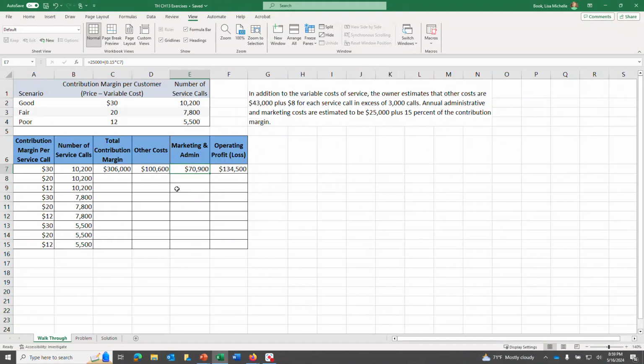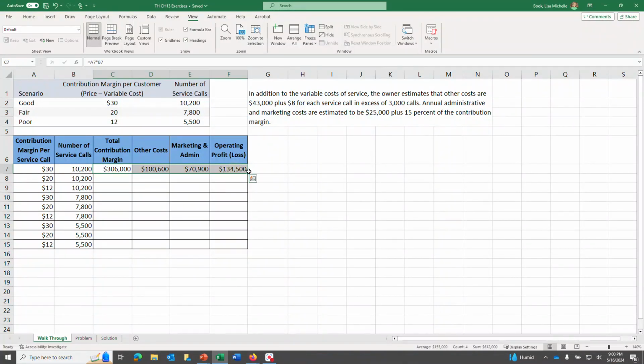Marketing and administrative starts with $25,000 plus 0.15, or 15%, of our contribution margin. We already calculated our contribution margin in column C, so we'll just multiply it times the cell C7, and that gives us marketing administrative of $70,900. To get our operating profit or loss, we're going to take our contribution margin, which would be our revenue minus our variable cost, and subtract out our other costs of $100,600 and our marketing administrative of $70,900. That gives us the absolute best situation operating profit of $134,500.